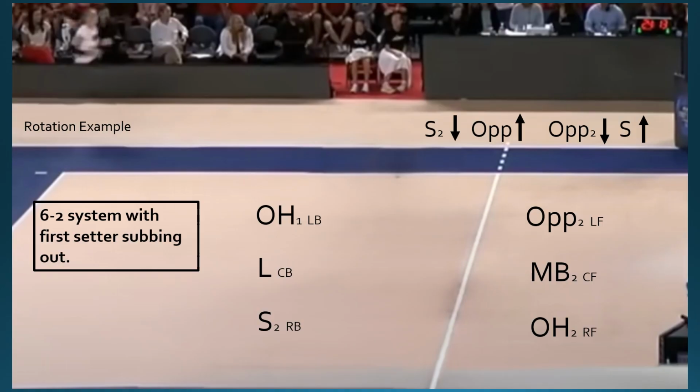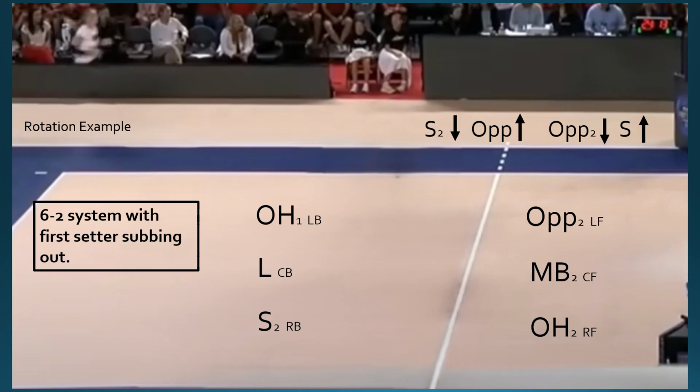The next rotation would bring the setter to the front row. So what happens now will depend on which offensive system the team is using. If they're using a 6-2, another setter will sub in for the opposite. And the first setter may come out in favor of another opposite who will play in the front row. If that's what the team does, notice that we are really back to the original rotation with the setter in right back. And everything that we've just seen will happen again as the second setter rotates across the back row.